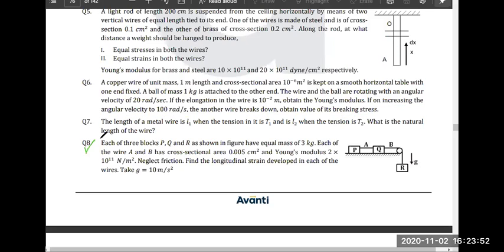Now let's see question number 8. Sorry, 7, not 8, 7 first. Right? 7. The length of metal wire is L1 when the tension is T1 and is L2 when tension is T2. What is the natural length of the wire? Now, don't you think that you can solve it? Tell me. Don't you think that you can solve it?